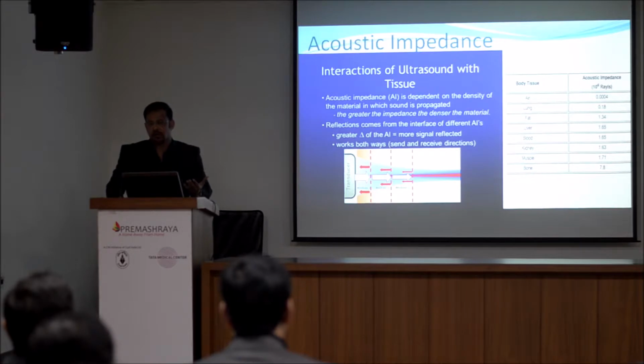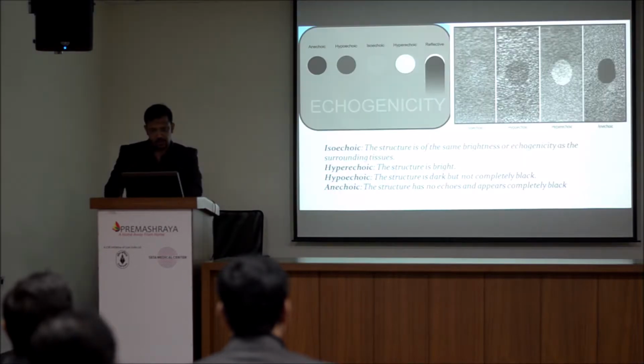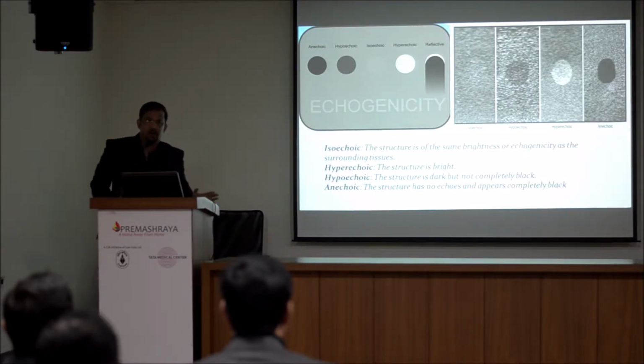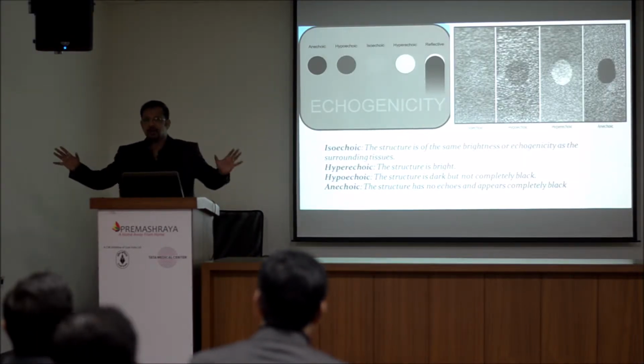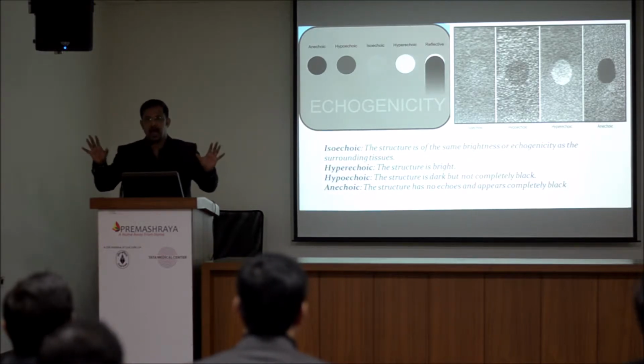The more the acoustic impedance, the more the ultrasound wave will return back to the transducer, and bone has the highest acoustic impedance, so almost all ultrasound waves go back to the transducer, and you see that structure as very bright. I will tell what the echogenicities are. Now this is the most important thing.